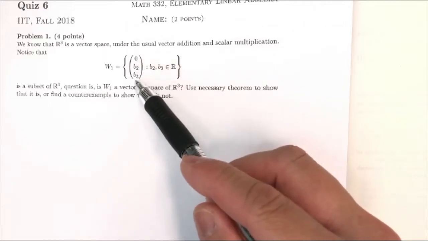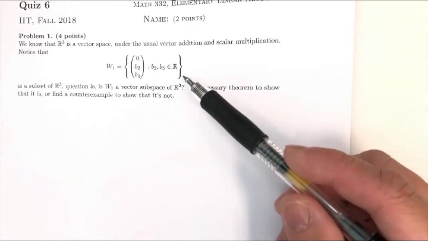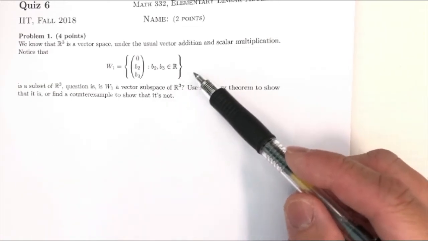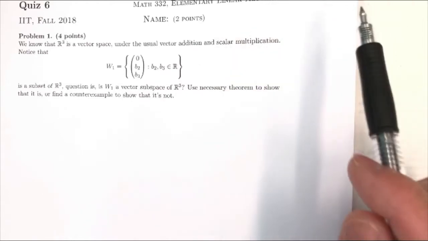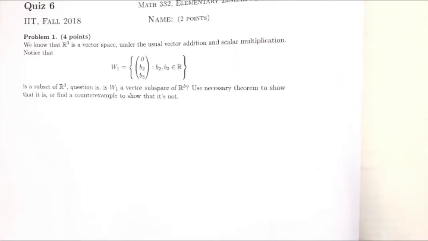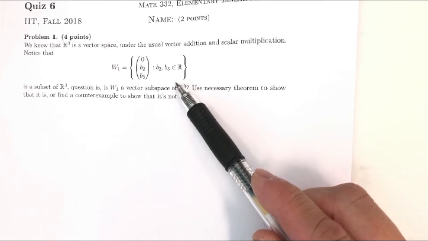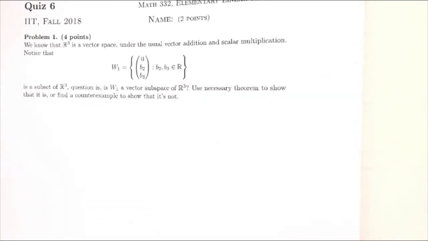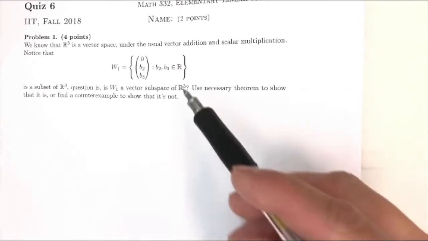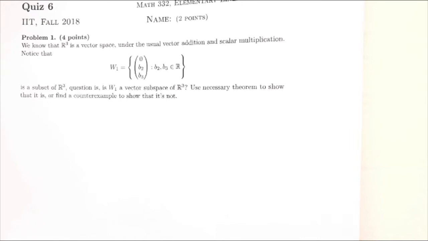Second entry be 2, and the third entry B3 can be any real numbers. Obviously, W1 is a subset of R3. All these elements are elements in R3, so they are a subset of R3. The question now is: is this a vector subspace of R3? So we have to verify whether or not W1 is closed under additions, and whether or not W1 is closed under scalar multiplications.